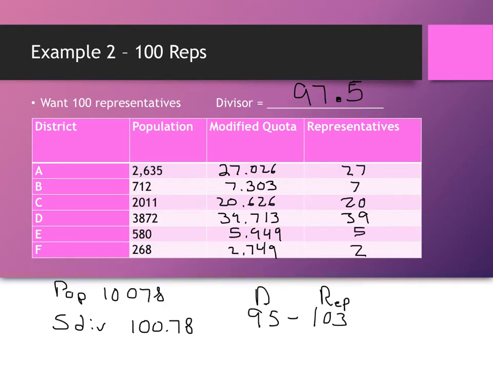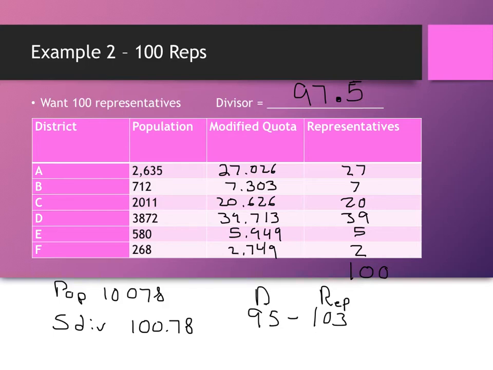And if you add those up, 27 plus 7 plus 20 plus 39 plus 5 plus 2, all of a sudden that actually gives you the exact right answer. Exact answer that you want. All right? So we can stop there. This divisor of 97.5 will work.